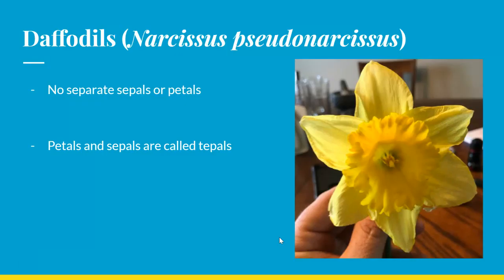With daffodils, they're a little different. Their sepals are yellow, and they look a lot like the petals. So we don't call them sepals and petals, we call them tepals. The daffodil is called Narcissus pseudonarcissus.